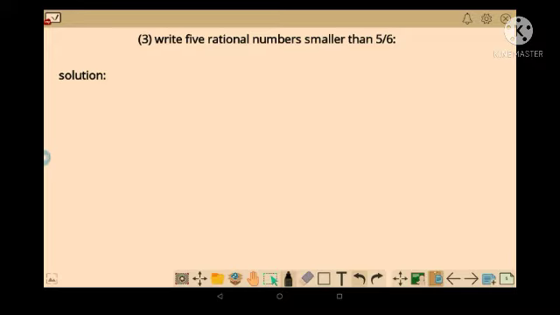Our next one is: write 5 rational numbers smaller than 5 by 6. Means we need to write rational numbers which are smaller than 5 by 6. So we can write any 5 very easily. One will be 0, because 0 is also smaller than 5 by 6, since after 0 we can start any denominator and numerator. So first we will add 0 there. 0 is also a number. It is neutral, but it is also a number. We need to represent and place it also.